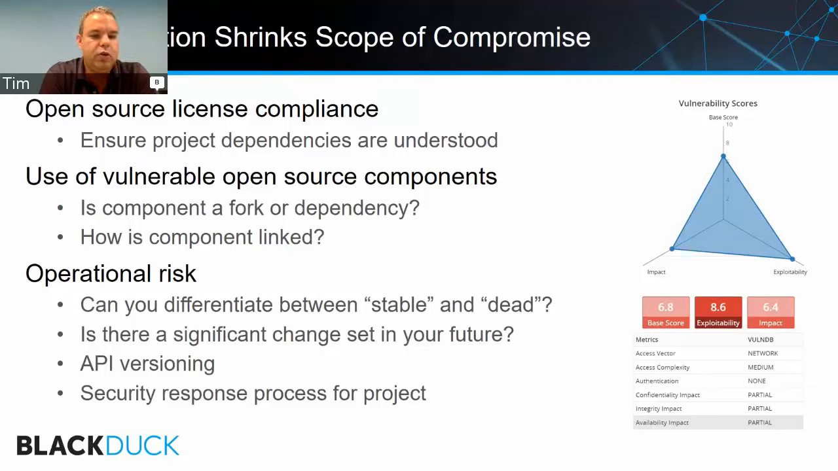API versioning is a huge issue. Identifying whether change sets and change set churn is going to be part of the mix of how your application is going to be built is also critical.